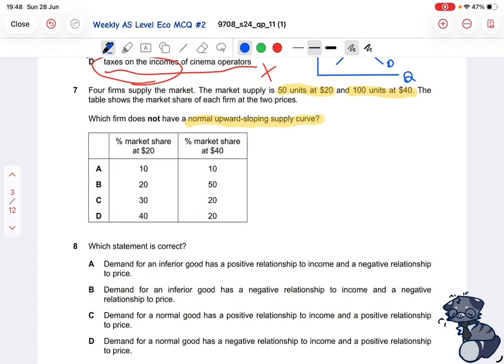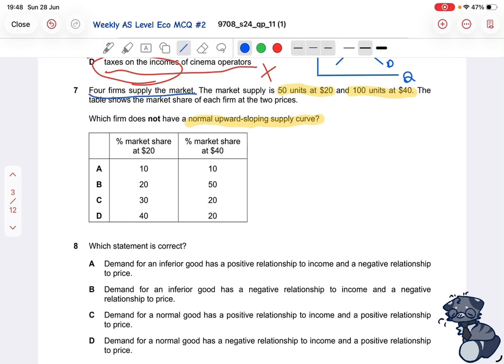Okay, let's break down the information first. First of all, it says 4 firms supply the market. So this will be the supply curve for 4 firms, right? And of course, obviously, the supply curve is upward sloping, so that's your supply curve. The y-axis is the price, and the x-axis is the quantity supplied or quantity demanded. In this case, since we're only looking at the supply curve, it will just be quantity supplied.